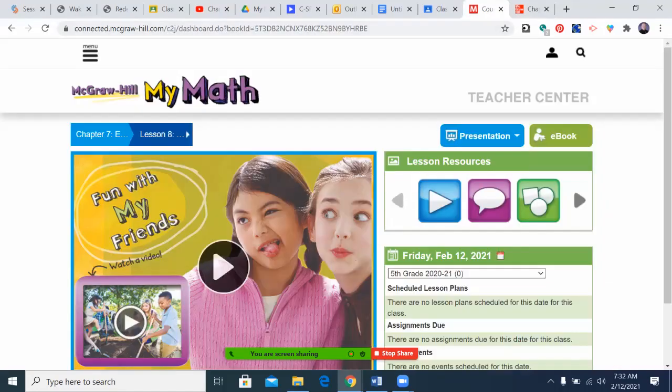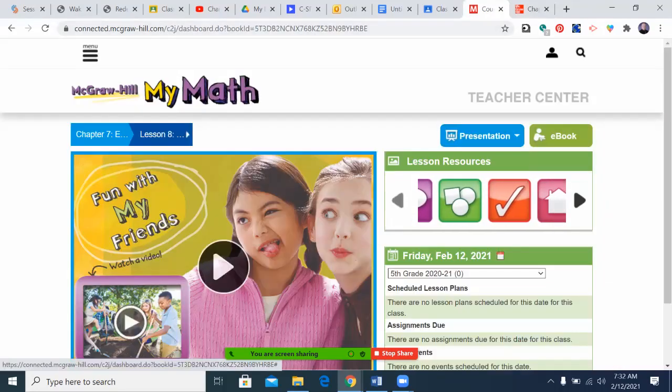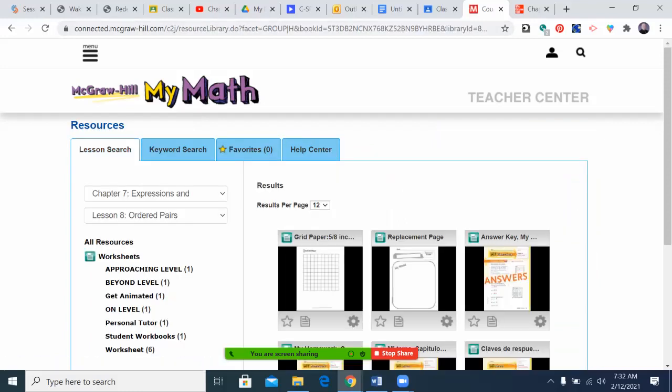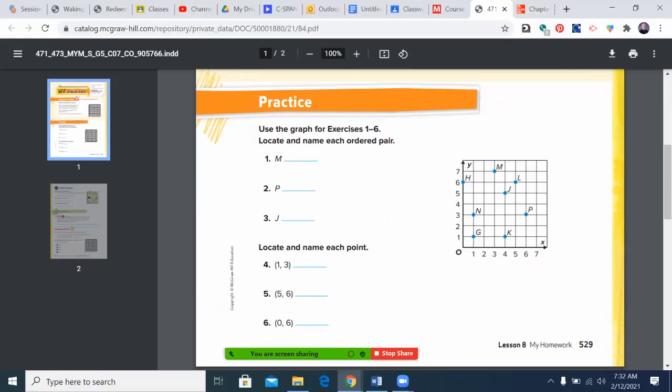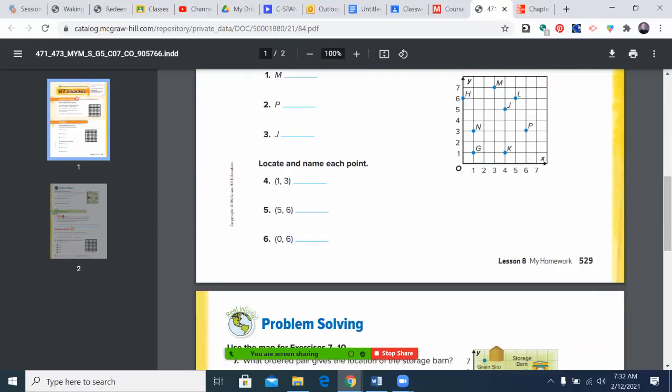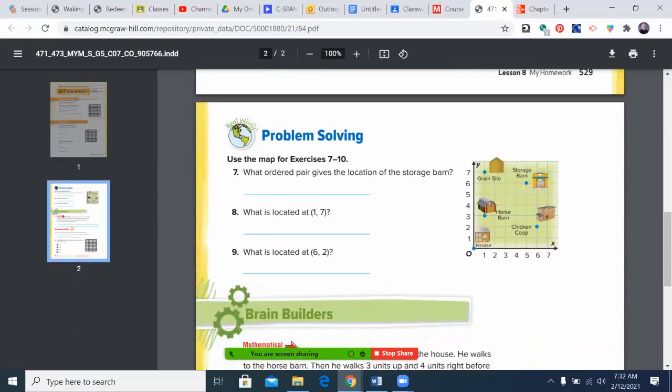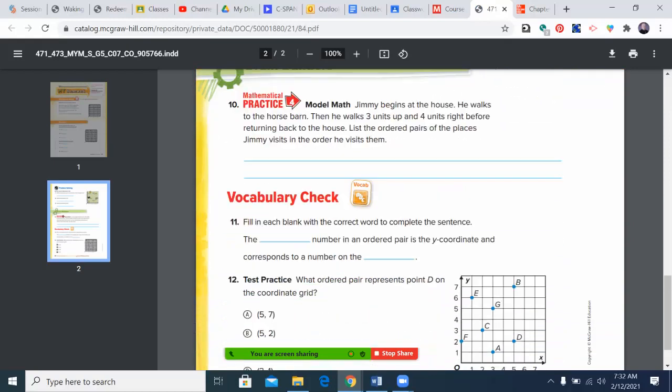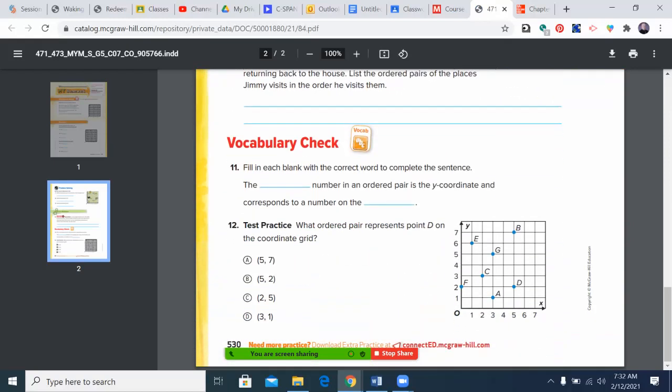All right, let's check out the assignment. Let's get the homework page here for the assignment. Sorry about that earlier. All right, so on number 1 through 3, you're going to write the coordinates, and those numbers have to look like this. And over here, you're going to locate the name of the point. What ordered pair gives the location of the storage barn? So how far over and how far up. What items are located at those 2 points? And you've got a couple more problems after that.